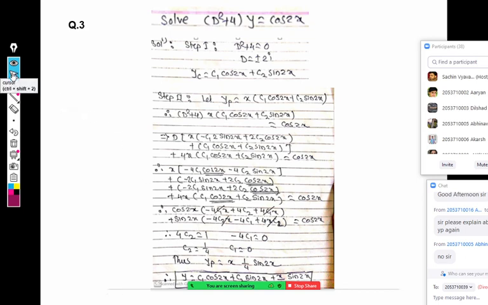If anyone has any doubt, you can ask. I know this is a little lengthy calculation, but not difficult at all. Just take term by term derivative and collect equal terms together. For example, collect the terms of cos 2x together, sin 2x together, and equate their coefficients.